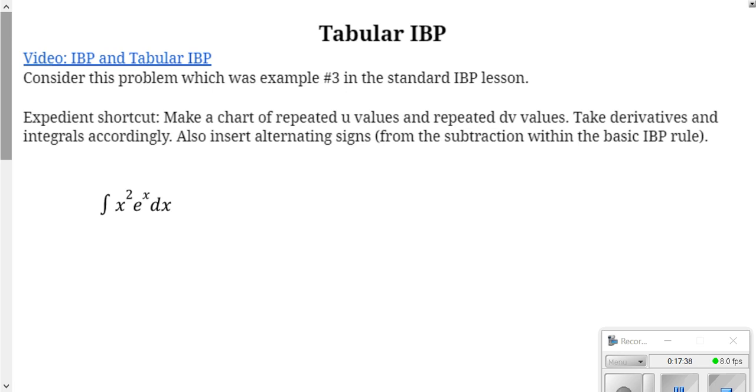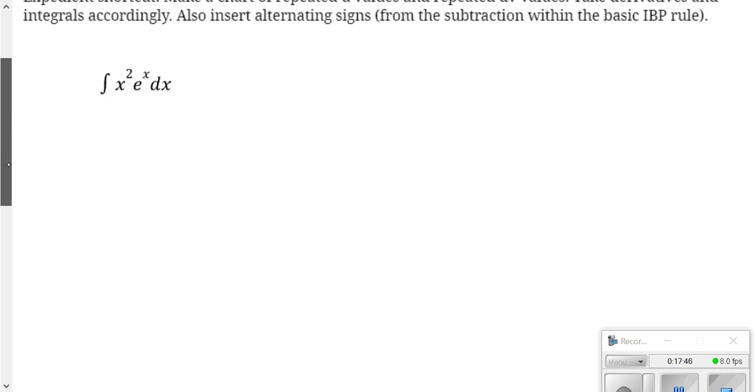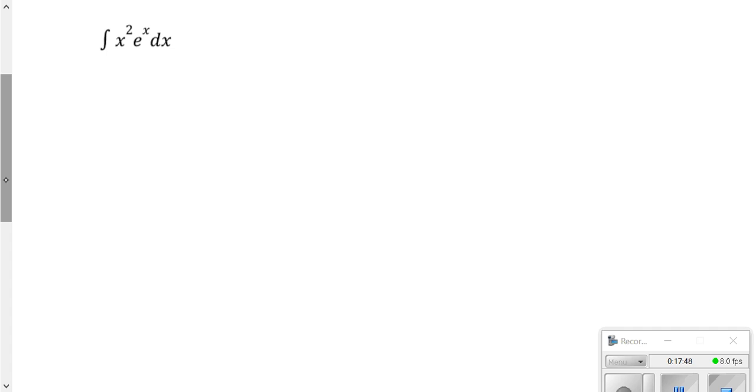The word tabular refers to a table. So sometimes it is nice to just organize your thoughts, and that is what tabular integration by parts allows for. This problem is one where you would have repeating integration by parts, right? You would have integration by parts twice because of the x squared. So given that I'd have to use integration by parts more than once, I might choose to use this table.